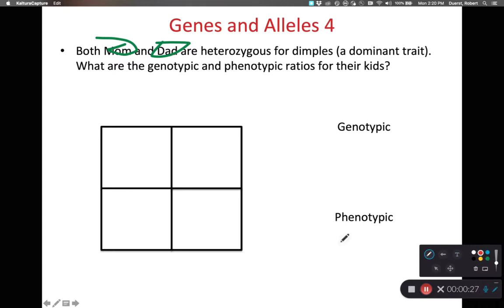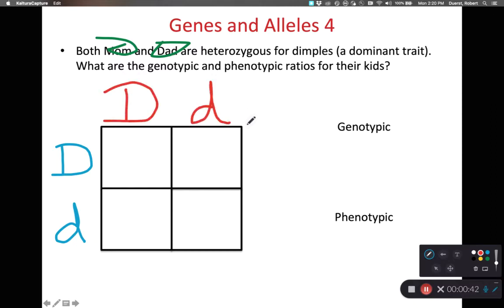As we look at dad, I'll use blue for dad here. Dad could pass on a dominant dimple allele or a recessive dimple allele. And mom could pass on a dominant dimple or a recessive allele. And just for frame of reference, having a dimple is a dominant trait.